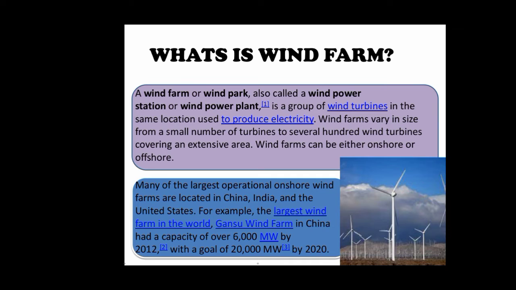Wind farms range in size from a small number of turbines to several hundred wind turbines covering an extensive area. Wind farms can be either onshore or offshore. Many of the largest potential onshore wind farms are located in China, India, and the United States. For example, among the largest wind farms in the world, Gansu Wind Farm in China had a capacity of over 6,000 megawatts by 2012, with a goal of 20,000 megawatts by 2020.